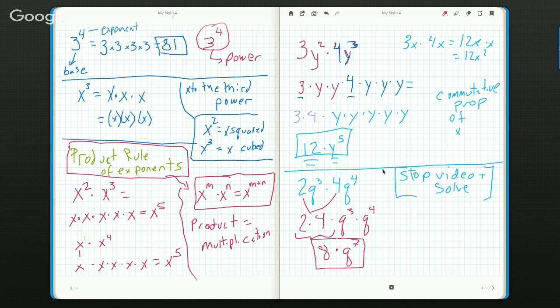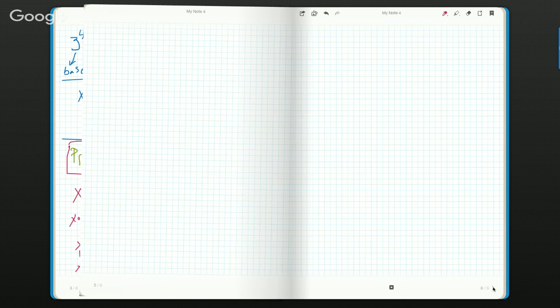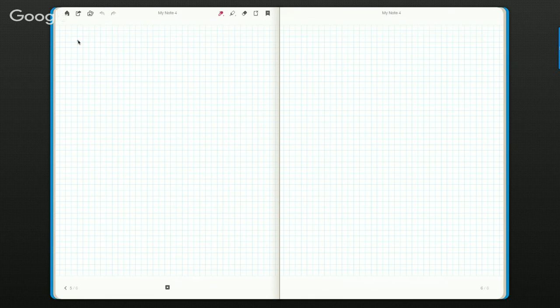Hopefully this made sense. We're now going to move on and do the quotient rule. We're going to do part of the quotient rule. I'm going to flip our page here and we're going to start here with the quotient rule. I'm going to show you how to divide exponents. And I'm going to give you part of the rule, but not the whole thing. So quotient means division.